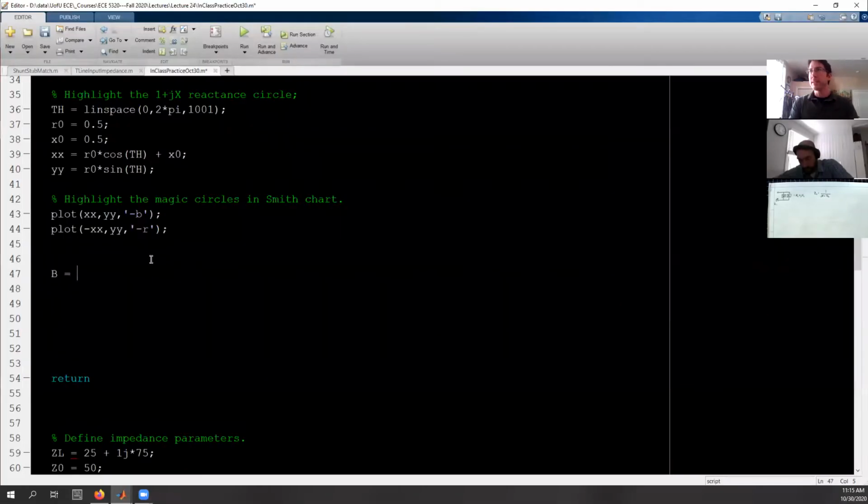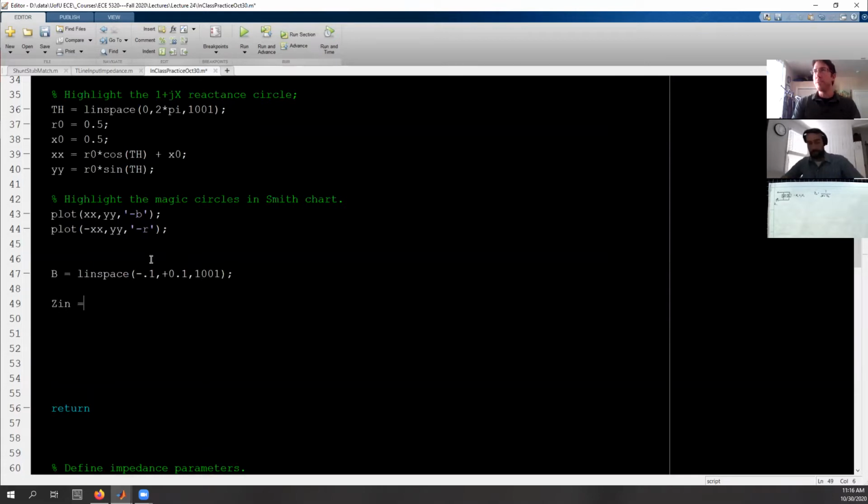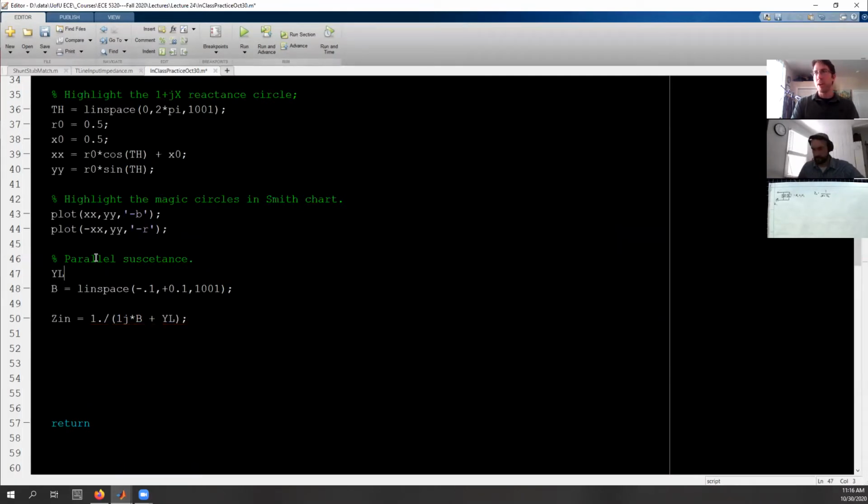So let's say B is in space, negative 0.1 to plus 0.1, do another 1,000 samples. Now my input, so I'm imagining this is some parallel susceptance here, okay? So it's going to be 1 over jB plus 1 over ZL. And in fact, I can just say YL to make things a little easier. Just say YL is 1 over ZL, like that. So you notice my input impedance will just be 1 over that.